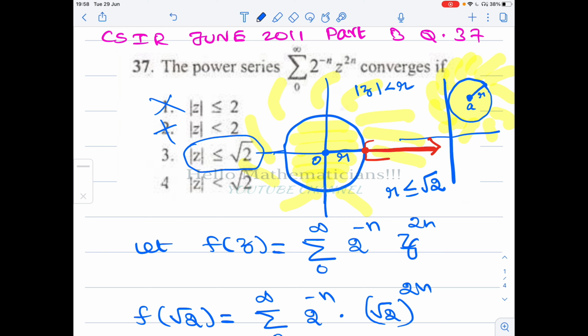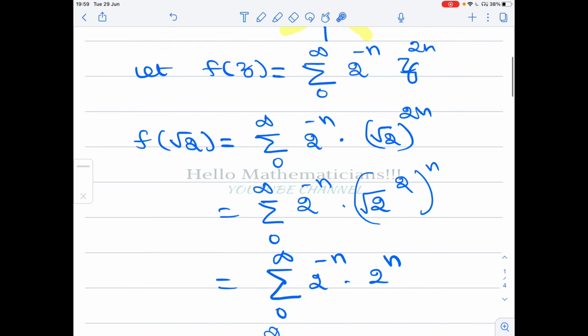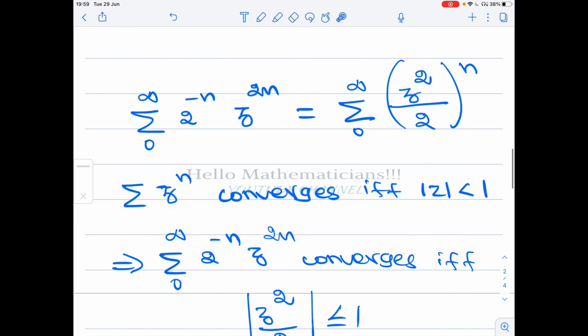So the correct option is mod z less than root 2. Okay, I hope you understand this approach. But there is another approach. Maybe you will find that approach much simpler. But this power series approach will be very useful in other problems also. Okay, so let's see the other approach.